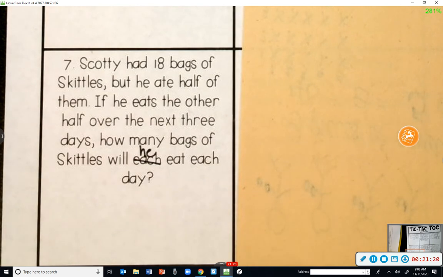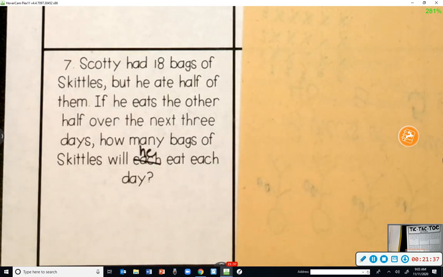Scotty had, hold on one second. Allie, are you paying attention or are you too busy messing with that board? Pay attention.